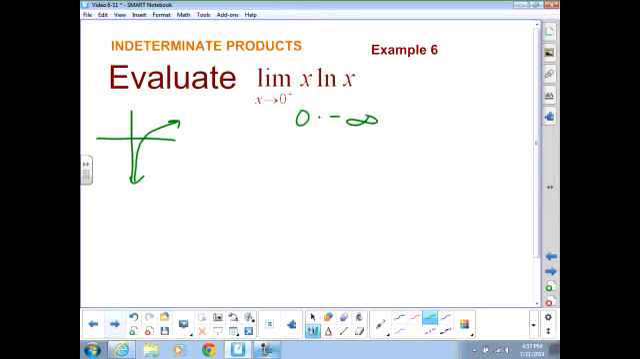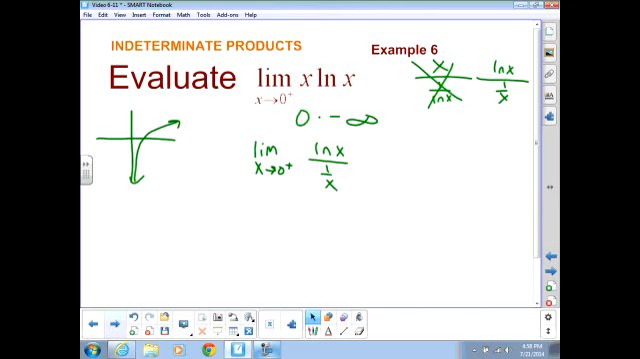So this is an indeterminate product. We need to write one of them in the denominator as a 1 over. So our options are, we can either do x over 1 over natural log of x, or we can do natural log of x over 1 over x. Now, having a log in the denominator might be messy, a 1 over ln of x. So I suggest we choose the second one. We'll stay away from this and do ln of x over 1 over x. So this is really the limit as x approaches 0 from the right of ln of x over 1 over x.